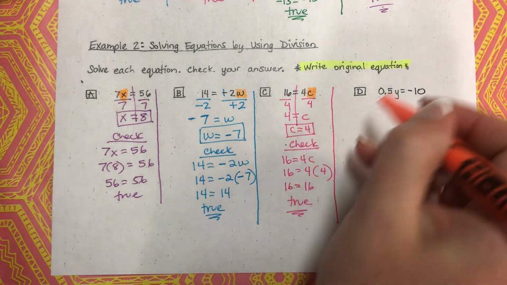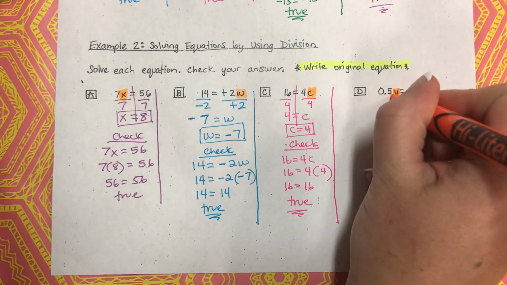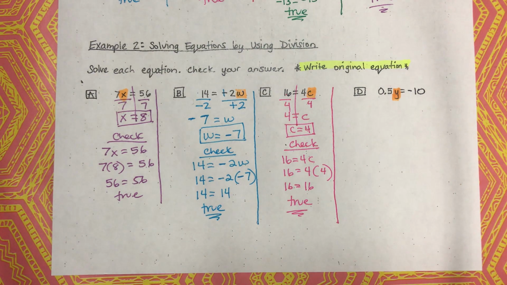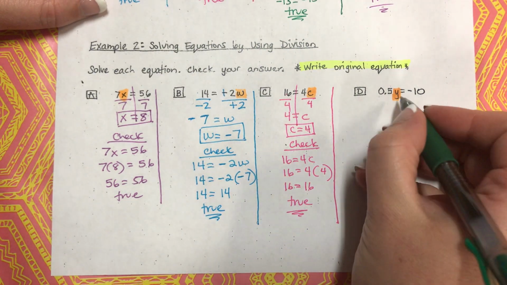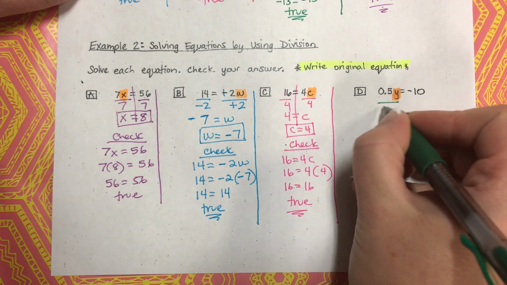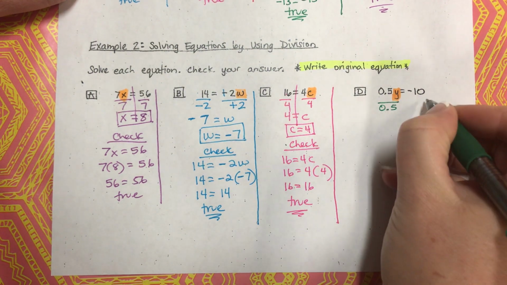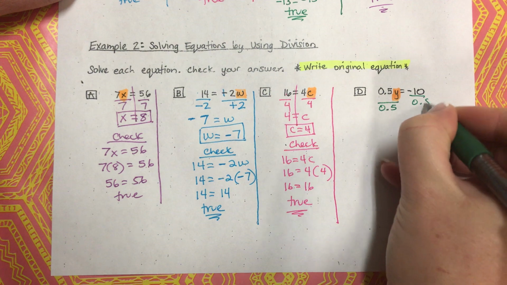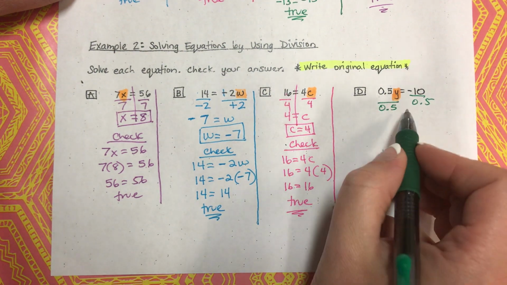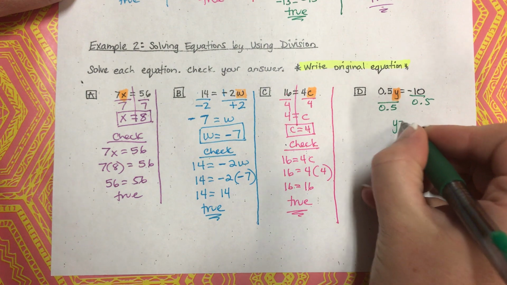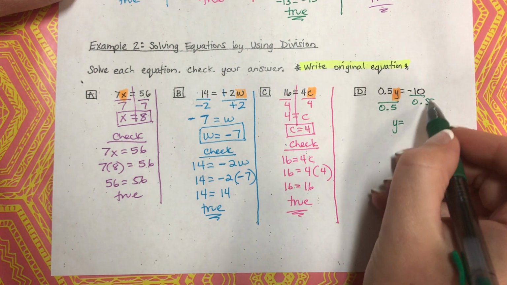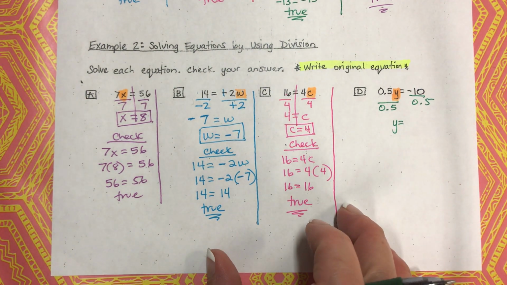0.5y equals negative 10. So we're trying to isolate y, get it by itself. Right now it's currently being multiplied by 0.5. So the inverse operation of multiplication would be division. So we're going to divide both sides by 0.5 like that. 0.5 divided by 0.5, that's just 1. 1 times y is y. Equals negative 10 divided by 0.5.